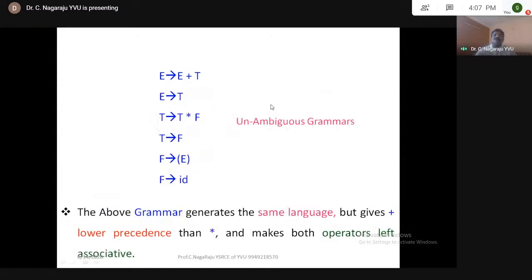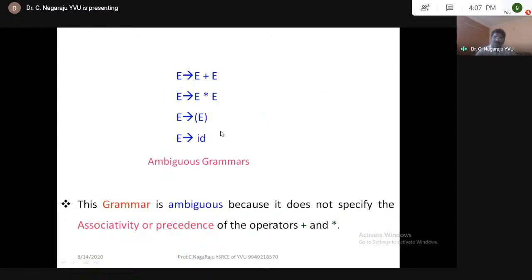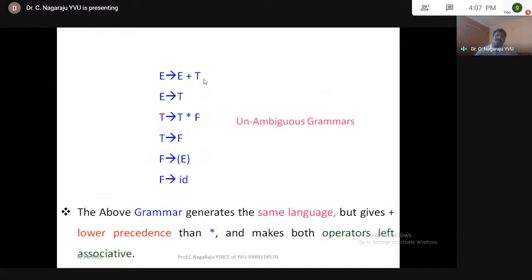For example, we replace this grammar by rewriting the grammar. Rewriting means that without violating the rules and without changing the meaning, we add some more labels. Suppose you see that first we have taken E, E can have the form E plus E. Then the second E is replaced with T.